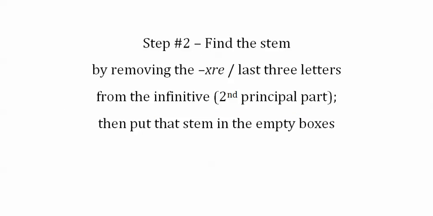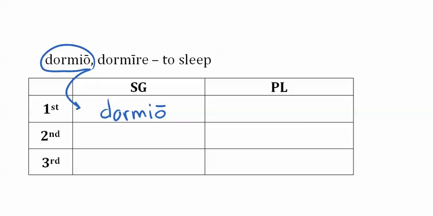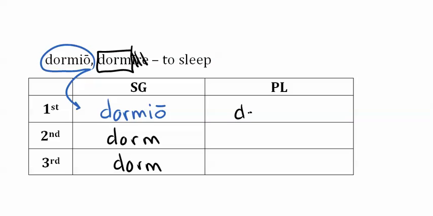The next thing I'm going to do is find my stem, and I'll do that by removing the last three letters, something re, from the infinitive, or second principal part, and then this will go in all my empty boxes. The last three letters are the long I, R-E, and without them, I'm left with the stem of this word, which is D-O-R-M, dorm. And then I'll put that in all my empty boxes on this chart.